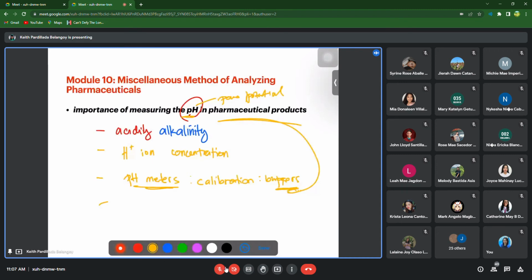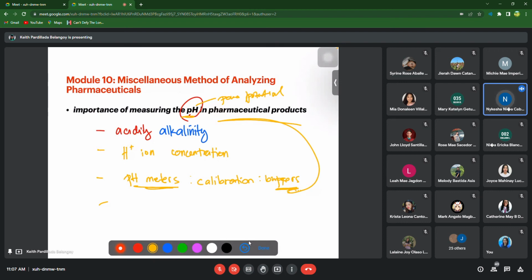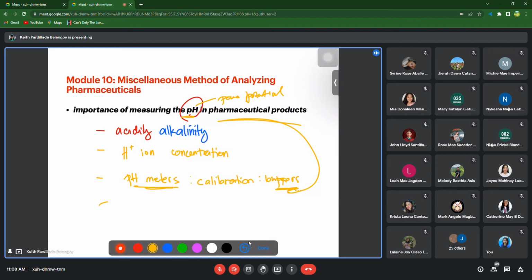You have here in your notes the importance of measuring pH of pharmaceutical products. Yeah, let's use this. Sige, Ginita. Yes, miss. Can you repeat the question, miss? Sige, Katora, the importance of measuring pH for your pharmaceutical products.